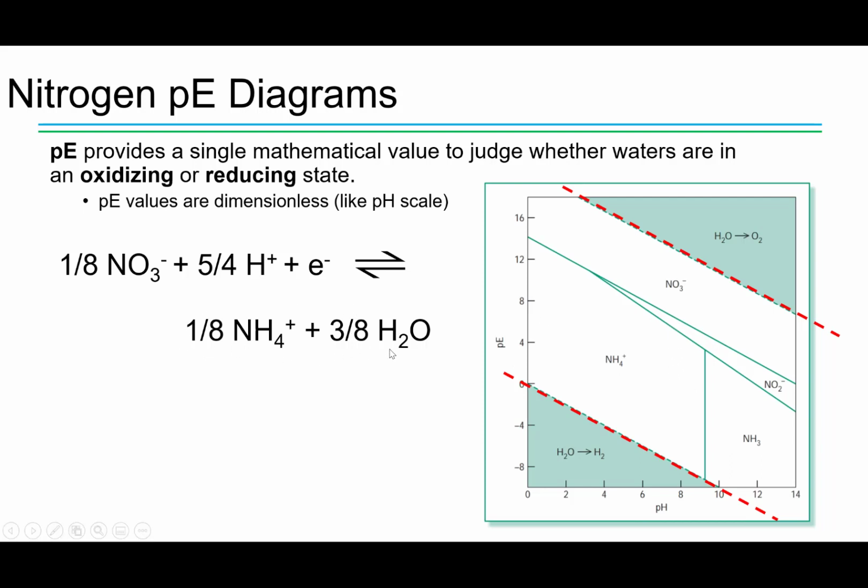We can summarize one of the fundamental transitions that's a redox change between nitrate, NO3-, and ammonium, NH4+, using a balanced one-electron reduction half reaction, which would say that 1/8 of a mole of nitrate plus 5/4 of a mole of protons plus an electron goes to 1/8 of a mole of ammonium and 3/8 of a mole of water.